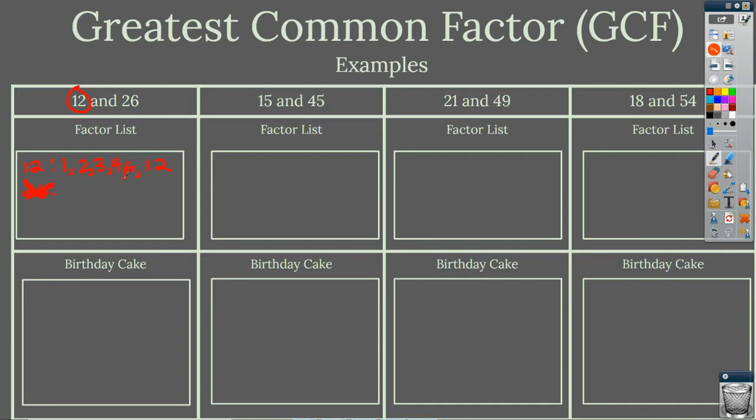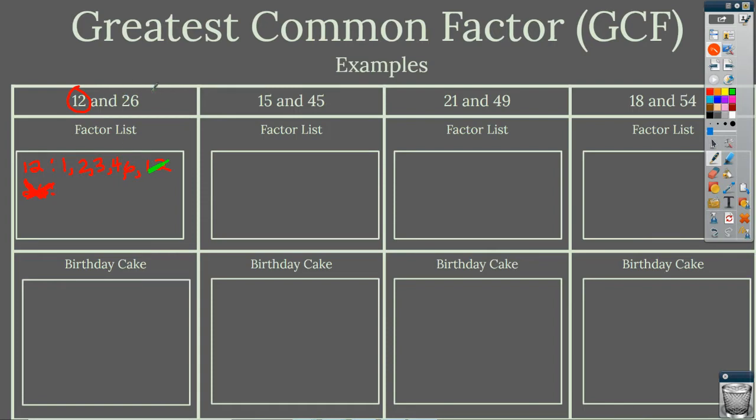So these are all the factors of 12: 1, 2, 3, 4, 6, and 12. And I'm just going to go from the largest factor to the smallest until I find the one that 12 and 26 have in common. So I already determined that 12 won't work. So now I'm going to try 6. Does 6 go into 26 evenly? And it does not, because 6 times 4 is 24 and 6 times 5 is 30.